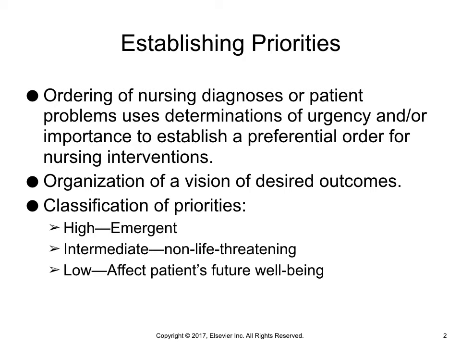Establishing priorities. Priorities help you to anticipate and sequence nursing interventions when a patient has multiple nursing diagnoses and collaborative problems. Ordering of nursing diagnoses or patient problems uses determinations of urgency and/or importance to establish a preferential order for nursing interventions. You must establish priorities in relation to their ongoing clinical importance.